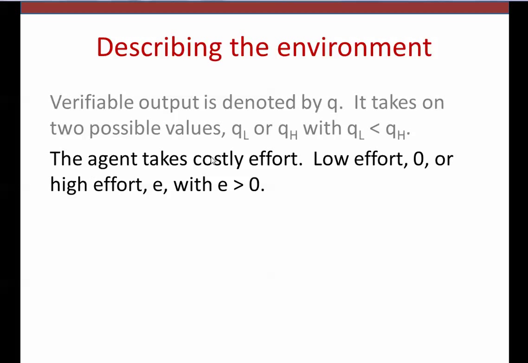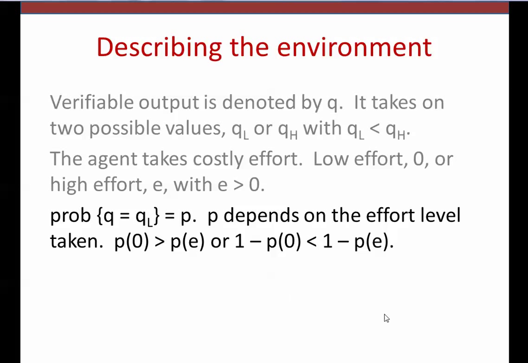The agent takes costly effort. Low effort is 0. High effort is E. E is bigger than 0. The probability of low output is P, and P depends on the effort level. When you take low effort, it's more likely you will get low output, or alternatively, when you take high effort, it's more likely that you will get high output.